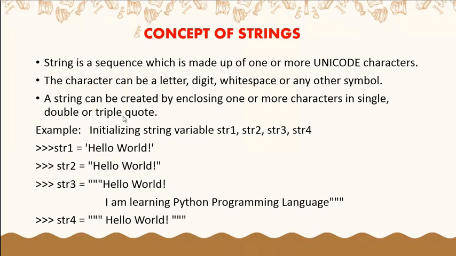For example, in this slide, we have created 4 string variables: str1, str2, str3 and str4. In str1, we have initialized the value hello world enclosed in single quotes. In str2, the string is enclosed in double quotes. In str3, the string is enclosed in triple quotes, but this time the string extends over 2 lines. In str4 again, the string is enclosed in triple quotes. Now we can see the implementation of this.